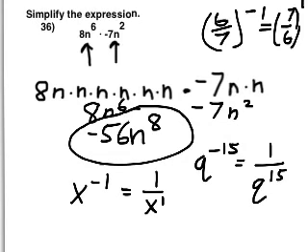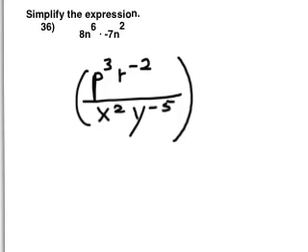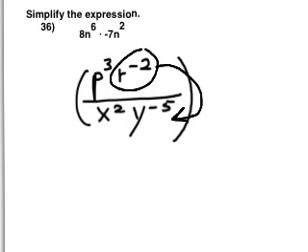If you have something like this: p to the 3rd power, r to the negative 2 power, over x to the 2nd power times y to the negative 5th power. All these things are reciprocals. The negatives are reciprocals of each other, and then you can put them in positive powers. So that means this could go underneath, and this could go on top. And when you do that, you give them positive powers.